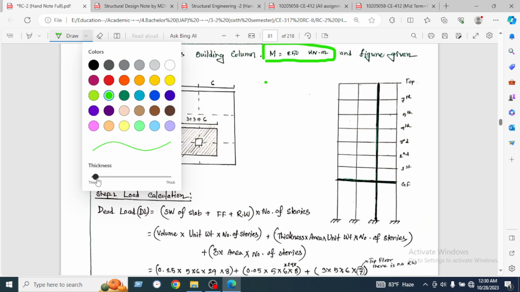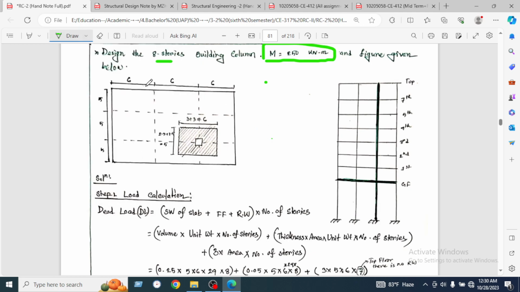This is our building, which is 6 meter, 6 meter, and 6 meter, and in extension and width it is 5 meter, 5 meter, 5 meter of the slab panel. So we will design this column, and this is the 6-story building.